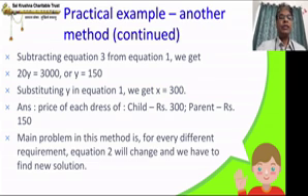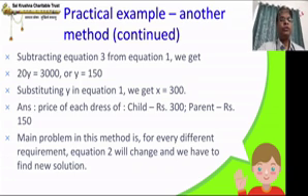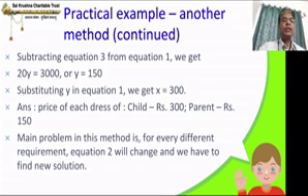So the main problem in this method is that for every different requirement, equation 2 will change and we have to find a new solution. Suppose you want both dresses to be the same. So what you have to do? Now we have to put equation number 2 as x equal to y, and then solve the equation as we are doing here in the first 2-3 lines.